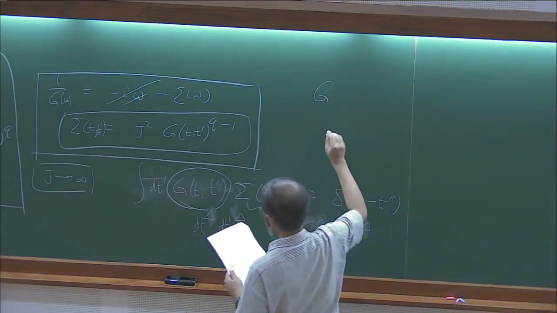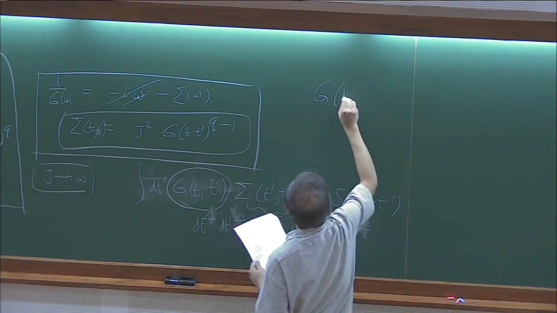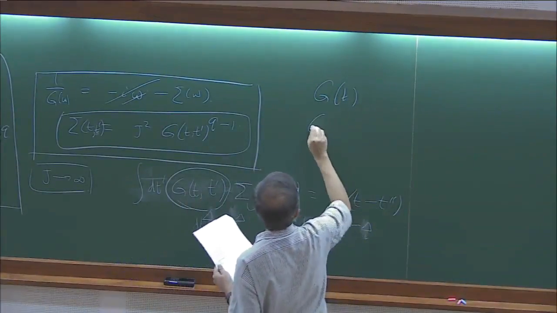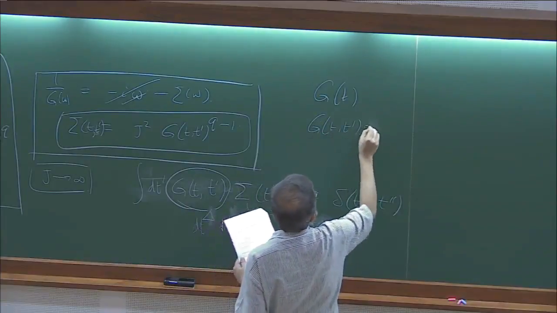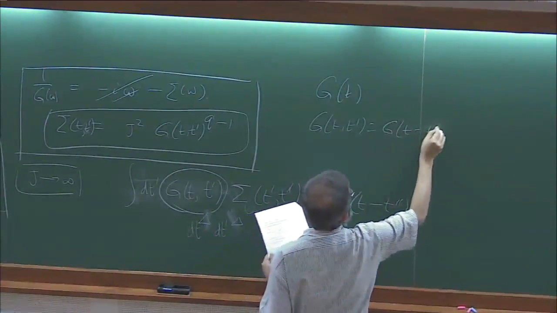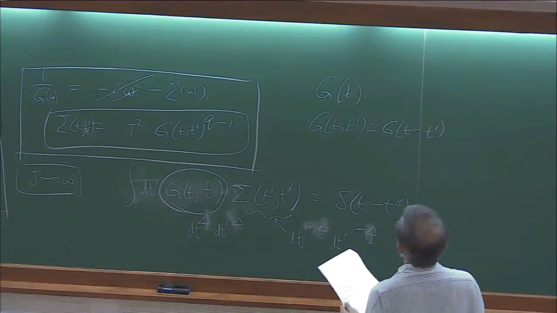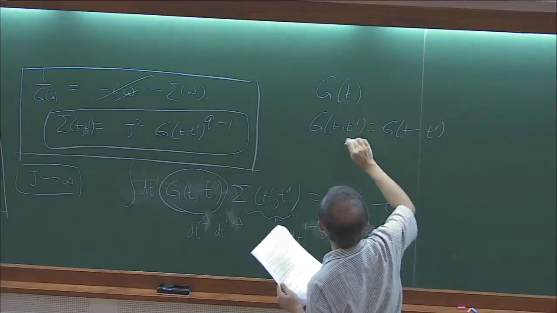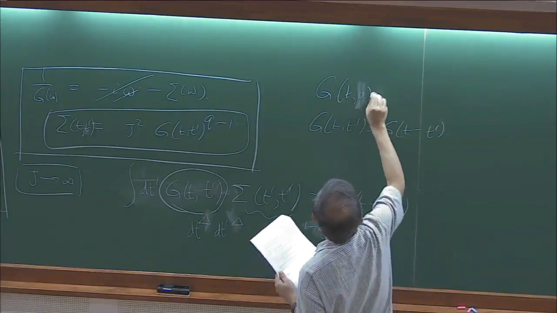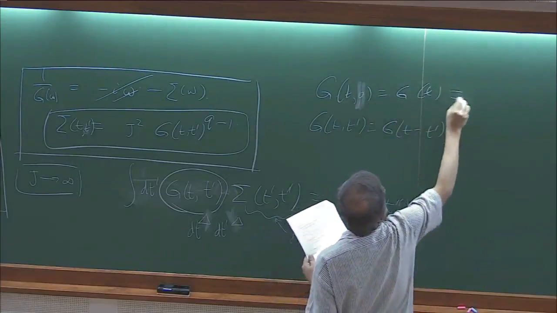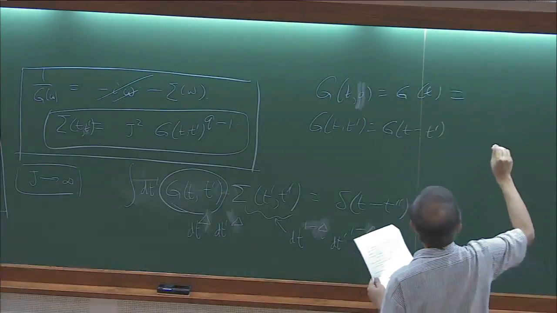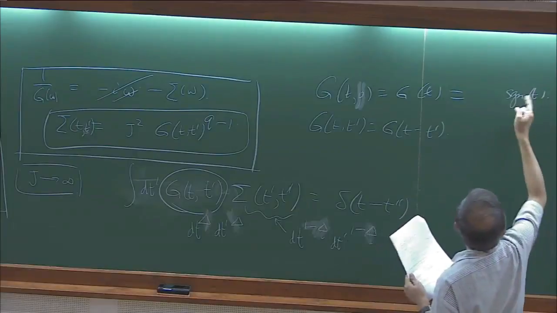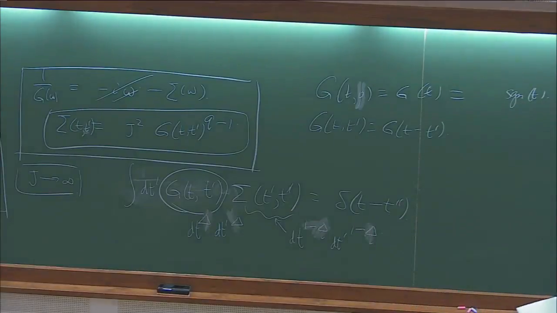By the way, all these solutions will be translationally invariant. So I can write G(t, t') as essentially G(t - t', 0). So this is G(t), and this is going to be, the UV propagator was just a sine of t. That's what happens. It's the inverse of the derivative, del t.